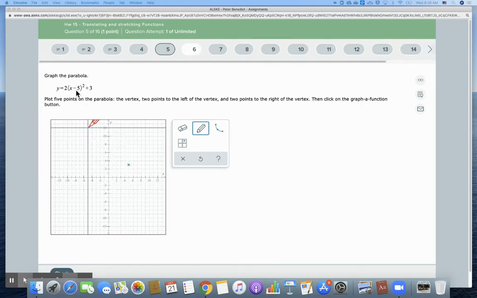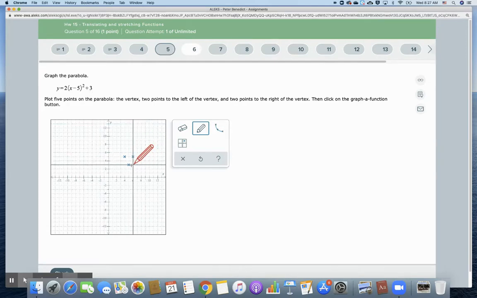So 6 minus 5 is 1. 1 squared is 1. Times 2 is 2. Plus 3 is 5. So I plugged in a 6, and I got out a 5. That goes right there. And now that also tells me this point. If you don't believe me, I can plug in a 4, right? So 4 minus 5 is negative 1. Negative 1 squared is positive 1. Times 2 is 2. Plus 3 is 5.